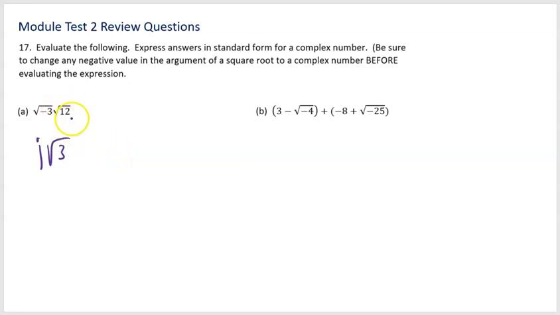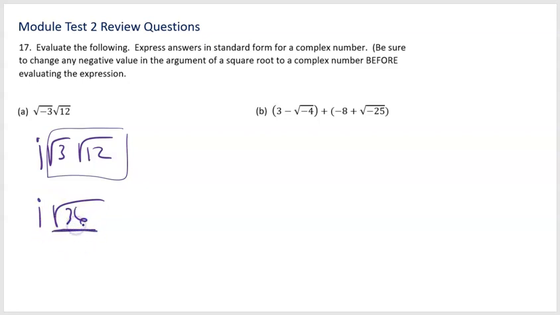I can also simplify the square root of 12, or we can wait till after if you want to. That's up to you. But now I can multiply these two numbers together. That's i times the square root of 36. Hey, we know the square root of 36 is 6, so that's i times 6, better written as 6i.